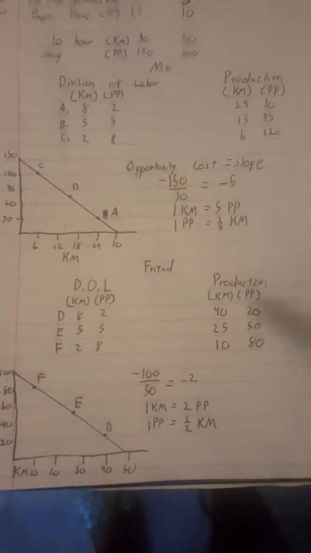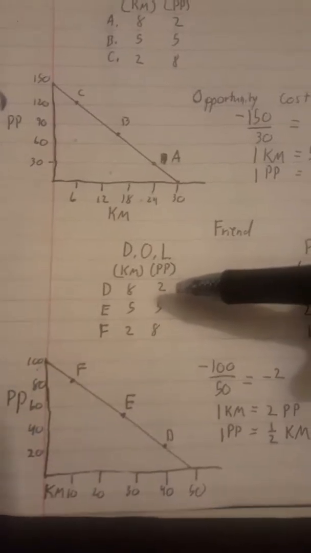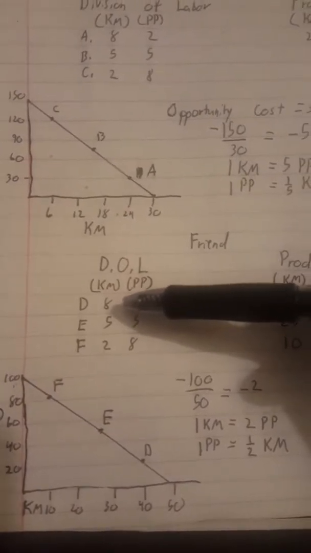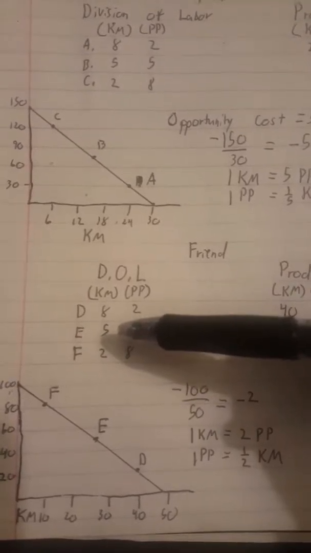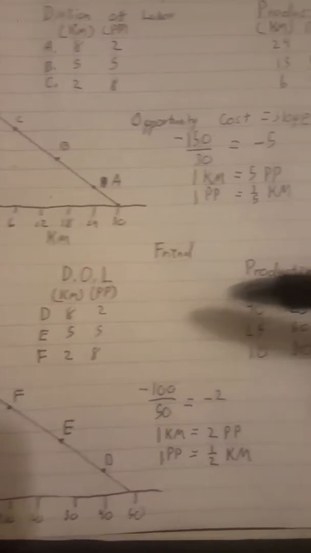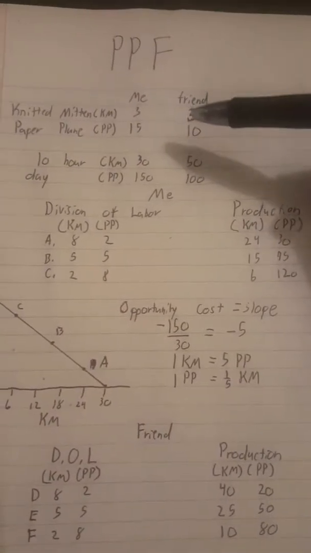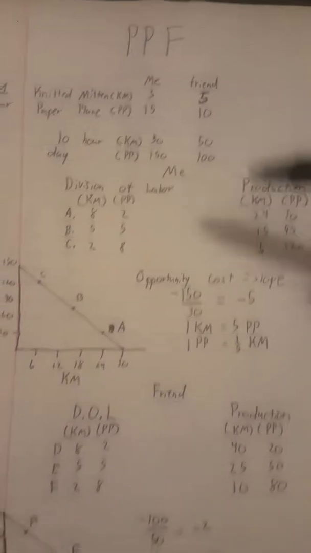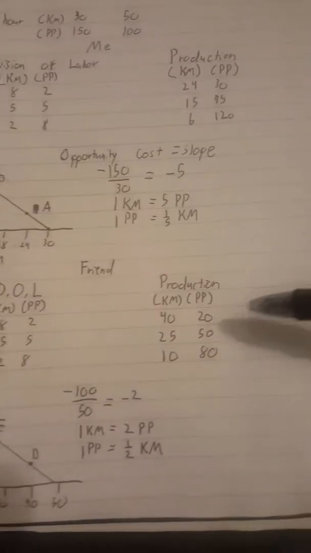So now we're going to move over to my friend, who, same thing, divides up the labor: 8 hours towards knitted mittens, 2 hours towards paper planes, 5 hours towards knitted mittens, 5 hours toward paper planes. So 8 hours for knitted mittens, and then he can make 5 knitted mittens in an hour, and so 8 times 5 gives you 40, and so on and so on. Here's the rest of it there.